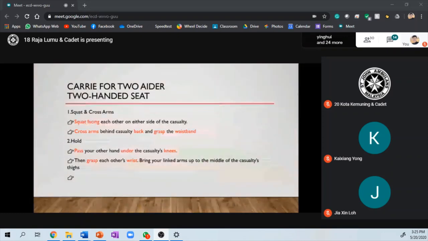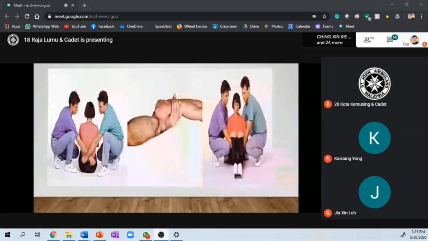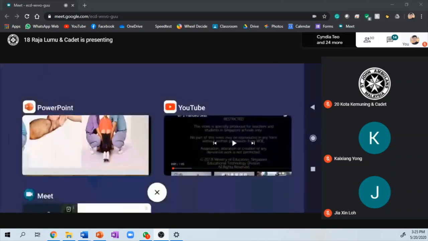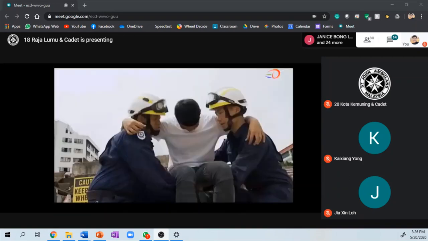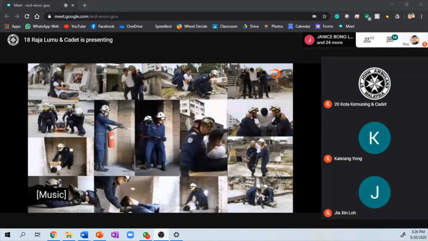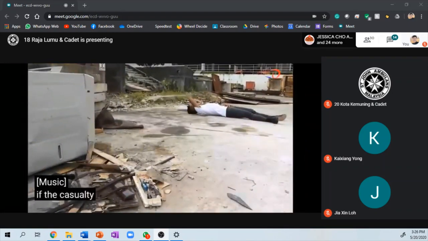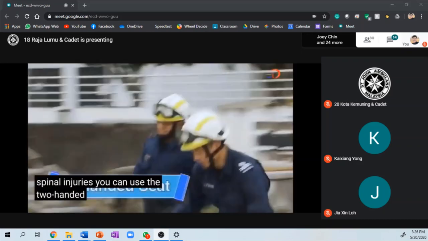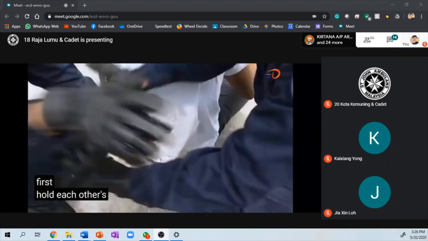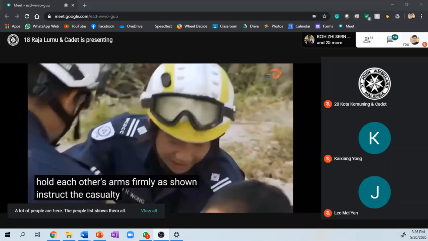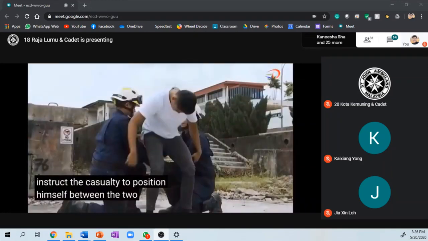I have a video for this method. So this is the example. Usually, we don't ask the casualty to stand up and sit on our hands, but if the casualty can stand up slowly, just let it be.